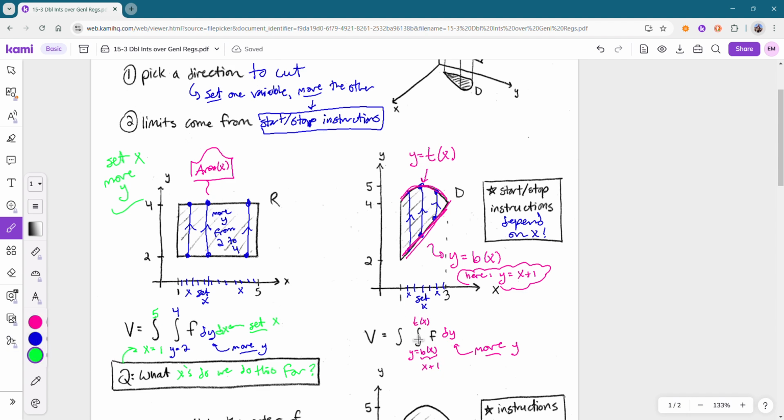Now, for the outer limits, once again, the question is, what x's are we cutting like this for? And we're starting to cut over here at x equals 1 and stopping to cut over here at the end at x equals 3. So those become our start-stop instructions for x, telling us what x's we cut at, the x's we set.